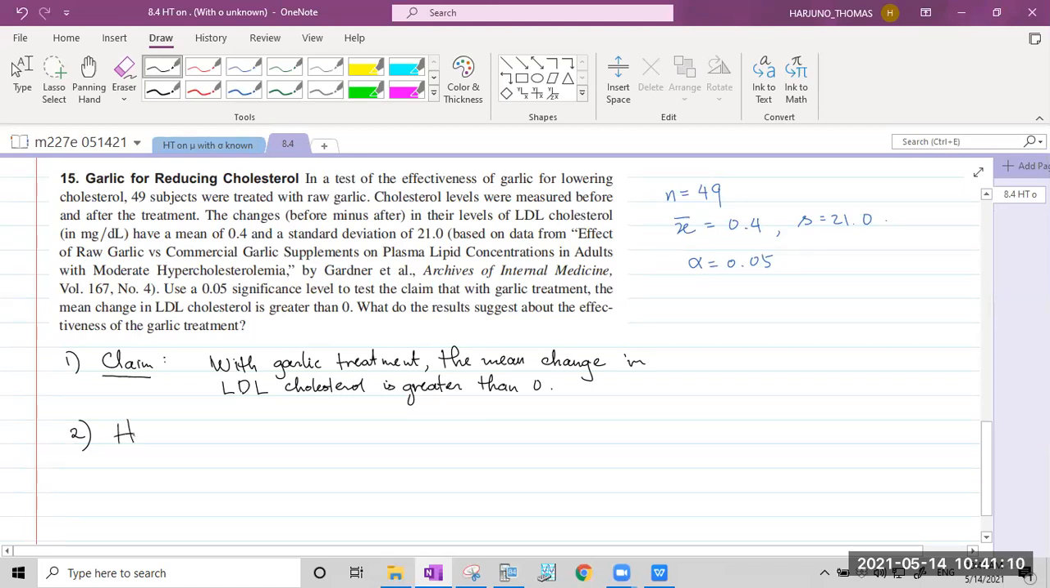Okay, hypothesis. Going back to garlic. The hypothesis is the claim, and we want to say that the mean change, mu, is greater than 0. So the null is mu less than or equal to 0. The claim is here, and this is a right tail test.